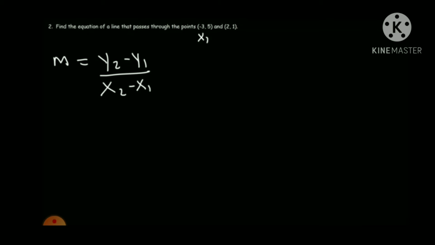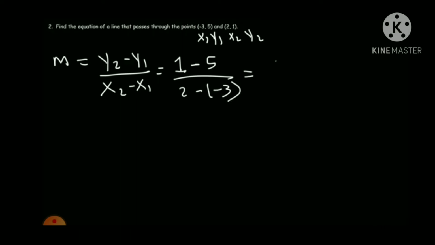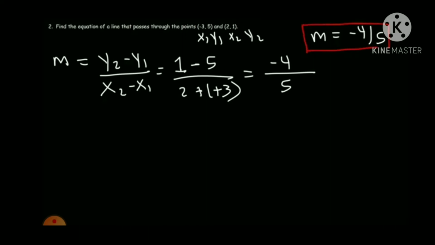So let's identify the variables. x1 is negative 3, y1 is 5. x2 is 2, y2 is 1. So let's replace y2 with 1, and y1 with 5, x2 with 2, x1 with negative 3. 1 minus 5 is negative 4. 2 minus negative 3, that's 2 plus 3, which is 5. So the slope is negative 4 over 5. So that's the first part of the problem.